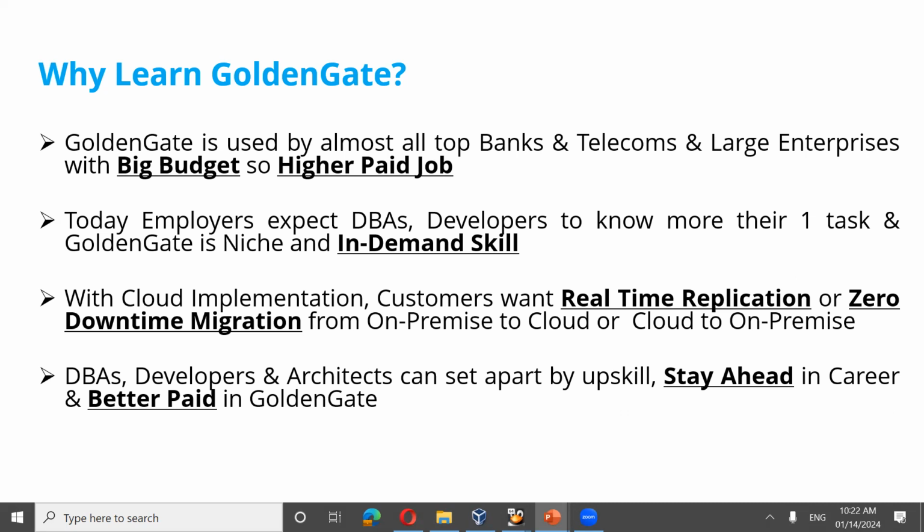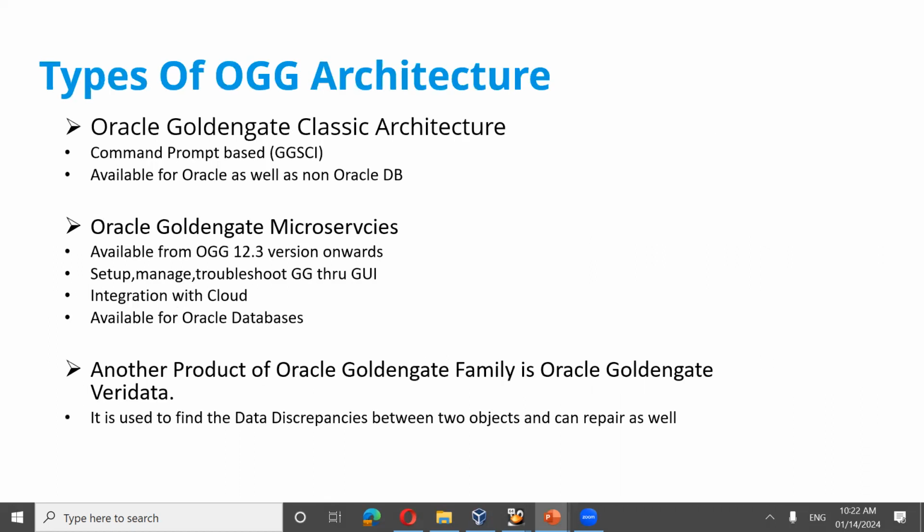Goldengate, of course, is one of them, but it's not the only skill. You can learn other in-demand skills as well. One of them is Goldengate. Now, with cloud implementation, customers want real-time replication or zero-downtime migration from on-premise to cloud or cloud to on-premise. DBAs, developers, and architects can set themselves apart by upskilling and stay ahead in their career. So these are the reasons why you should be learning Goldengate.